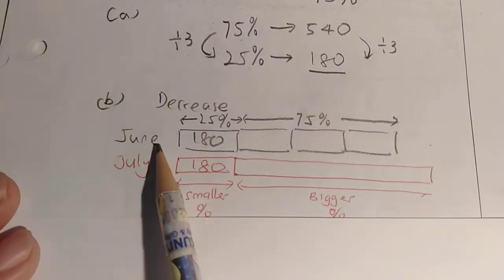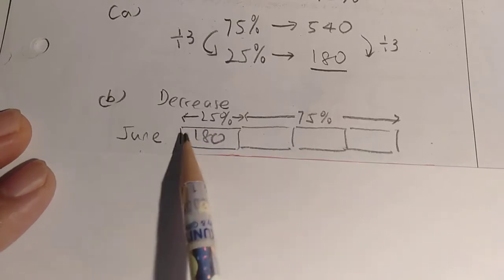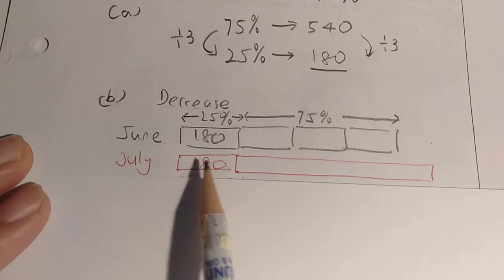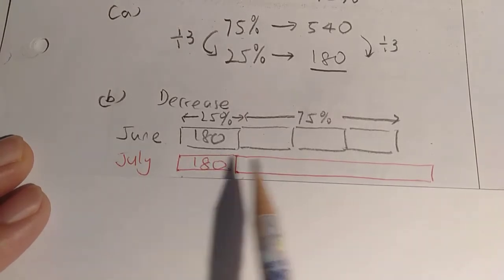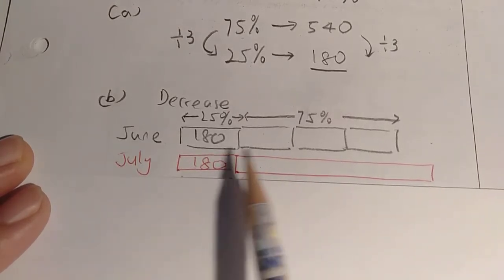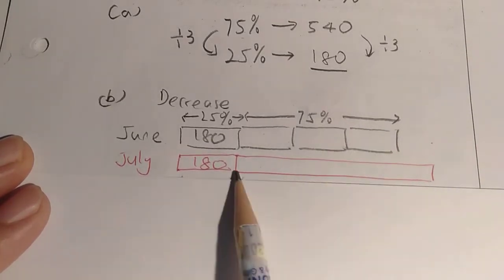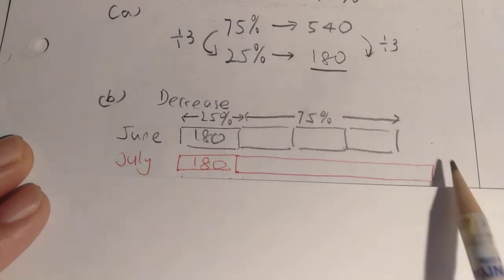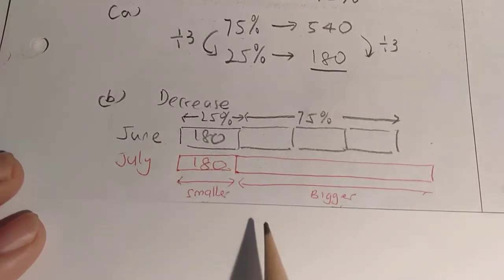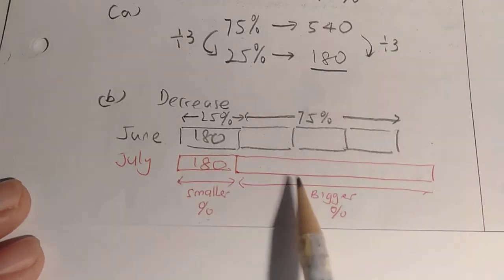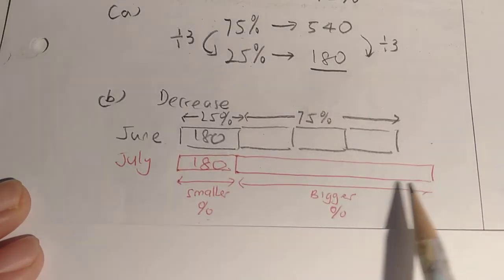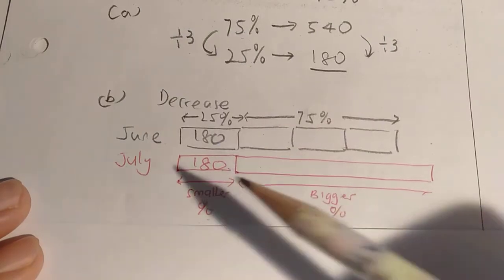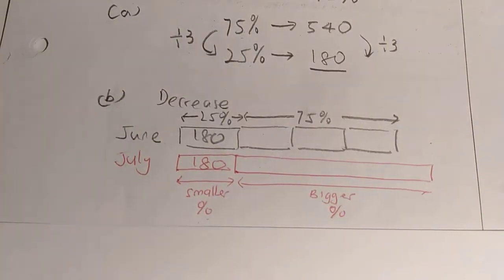So in June, these were the number that were sold, and that forms 25% of the total. In July, the same number of ring files were sold, but for the other files sold, there was an increase. So this 180 will now form a smaller percentage of this new total in July. So therefore, it must be a decrease in percentage. Let's go on to the next question.